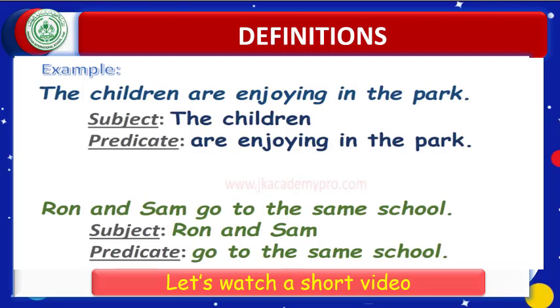The children are enjoying in the park. The children will be subject. Are enjoying in the park will be predicate. Second example is: Ron and Sam go to the same school. Ron and Sam will be subject of the sentence. Go to the same school will be predicate of the sentence. Let us watch a short video. These examples will be there in this video also. Let us watch it to understand more properly.